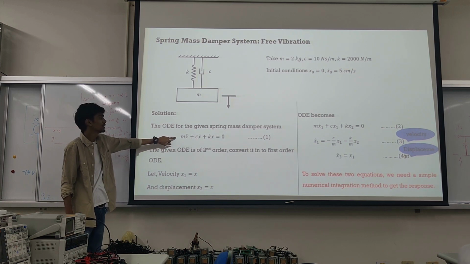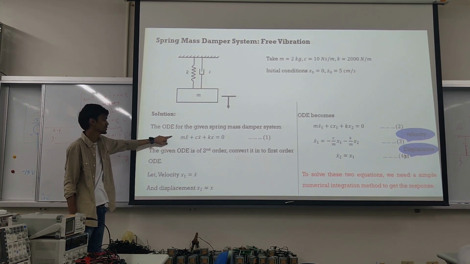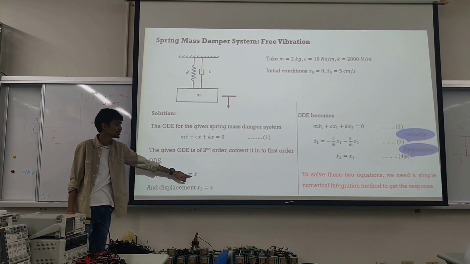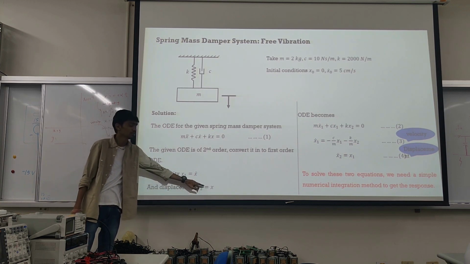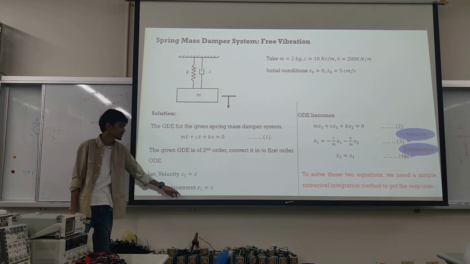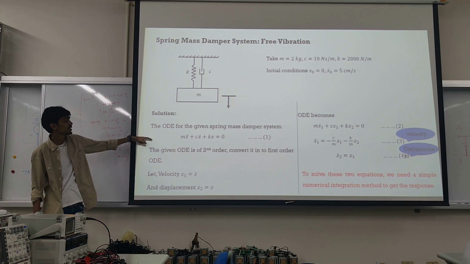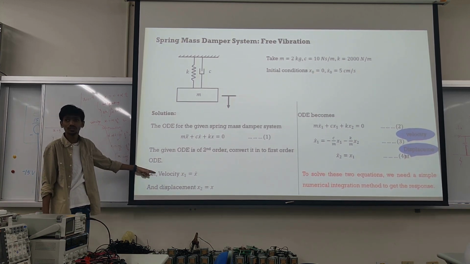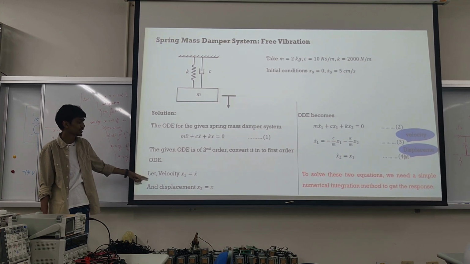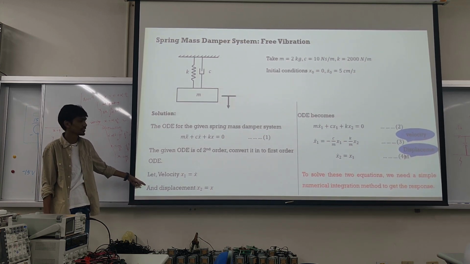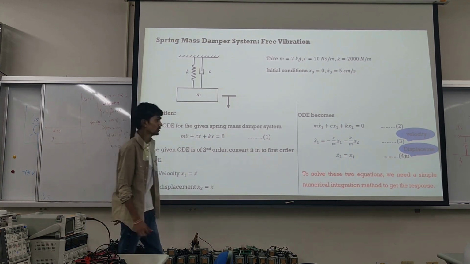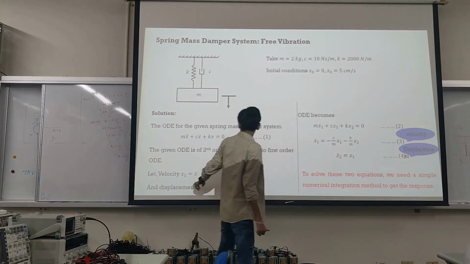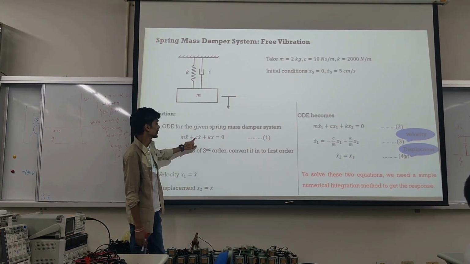Now what are we going to do? We are going to split the second order differential equation into two first order differential equations: velocity, x1 is equal to x dot, and displacement, x2 is equal to x. Are you getting what we have done here? The second order differential equation is split into two first order equations, velocity and displacement.